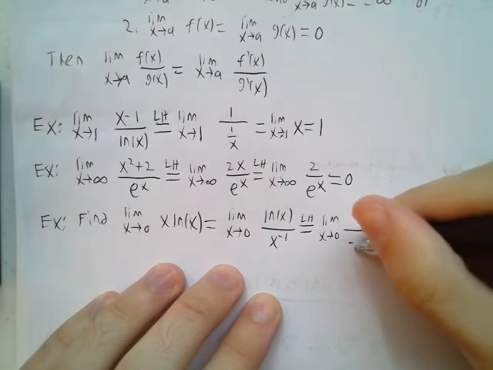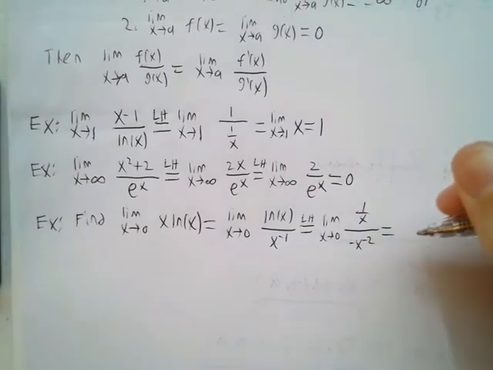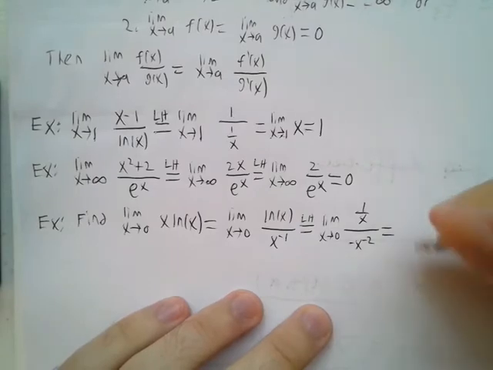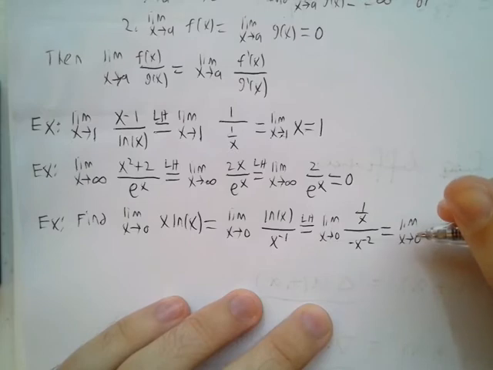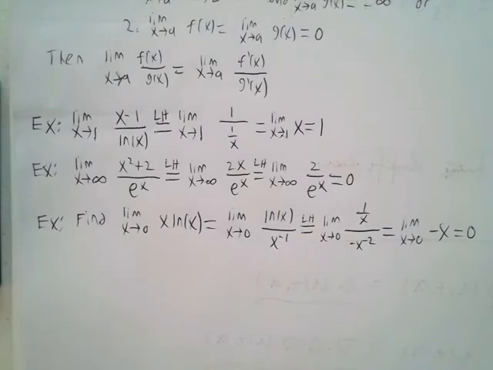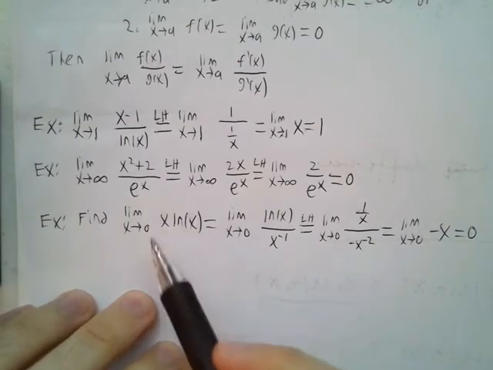And if you rearrange this a bit, you'll see that you get limit as x goes to 0 of negative x, which is of course just equal to 0. So even though it wasn't in a form we could use L'Hopital's rule on initially, with a little bit of manipulation we were able to get it there.